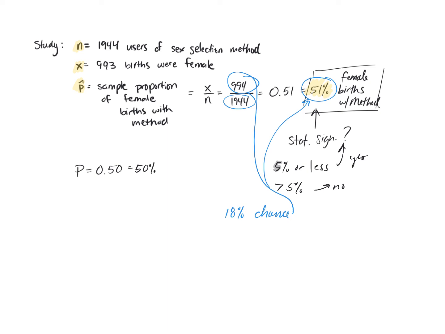So there was an 18% chance of getting a 51% female birth rate using the method. And so we would have gotten this result anyway if this method was not effective. So pay attention to that probability. 18% is higher than 5%.